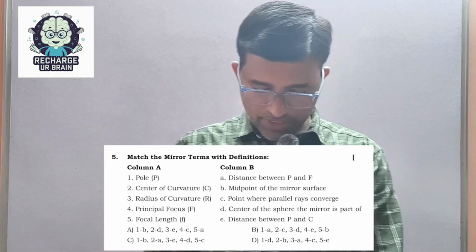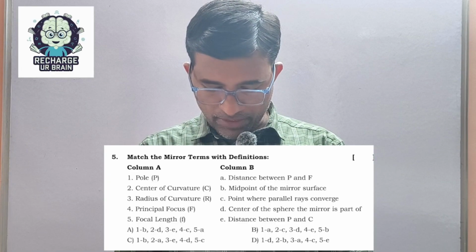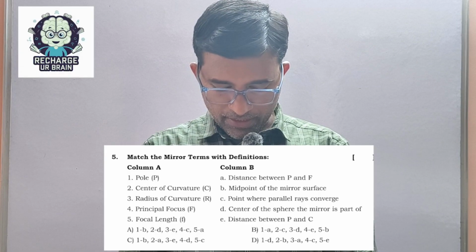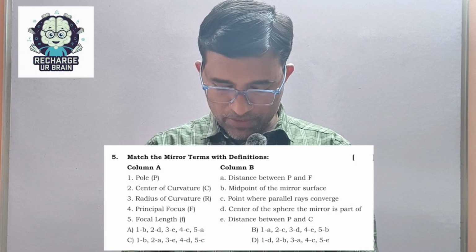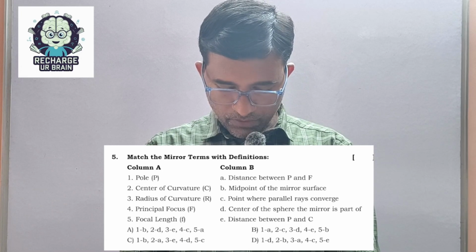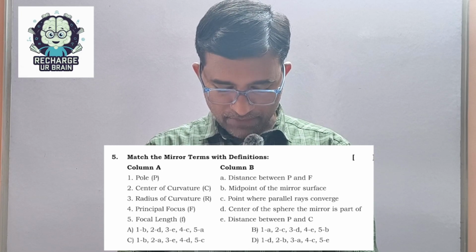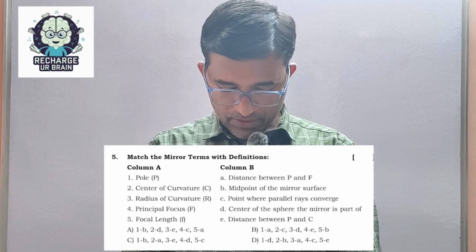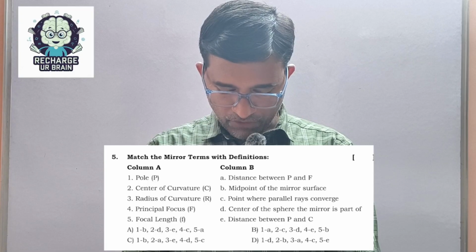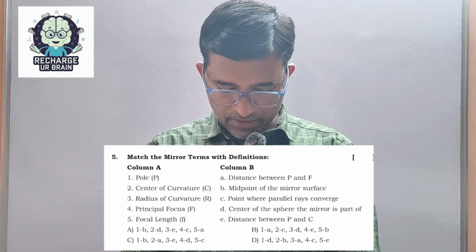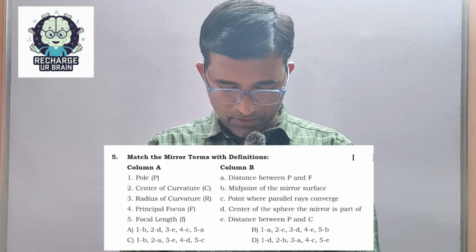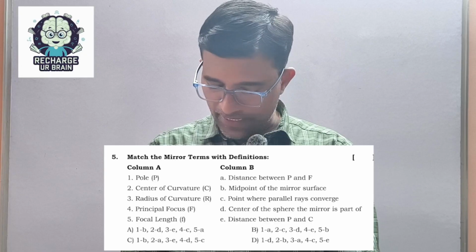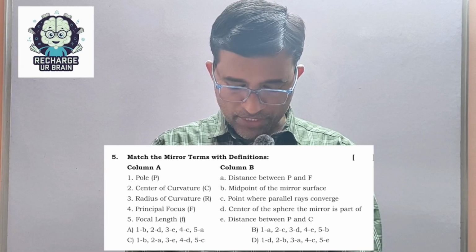Next, the fifth question is matching. Match the mirror terms with definitions. For this one, column A and column B are there. In column A we have pole. We know that pole means the midpoint of the mirror surface. And next one is center of curvature. That is C. Second one, center of curvature. For this, the right option is A. 1B, 2D, third one E, fourth C, fifth one A. That is, for the fifth question, the right option is A.